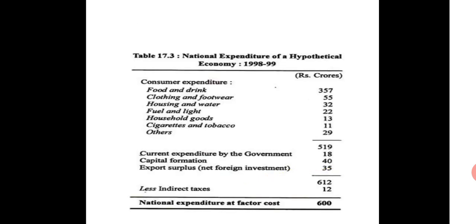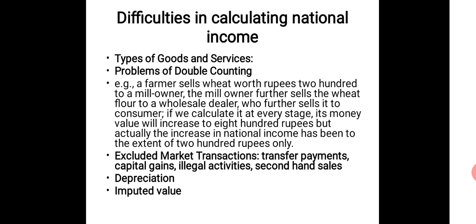Okay, this is another example to show the expenditure method. You can go through that. Okay, this is some of the difficulties in calculating national income, okay, which we will deal with in the next class.